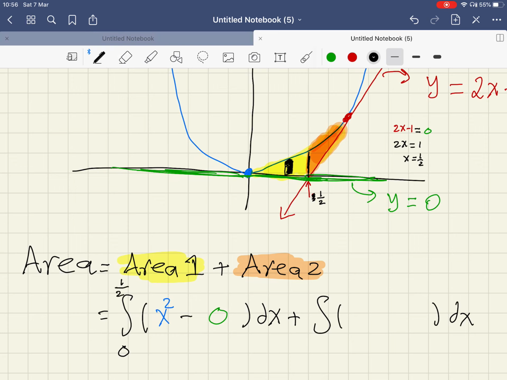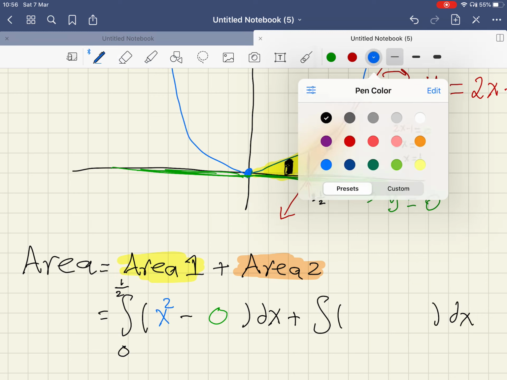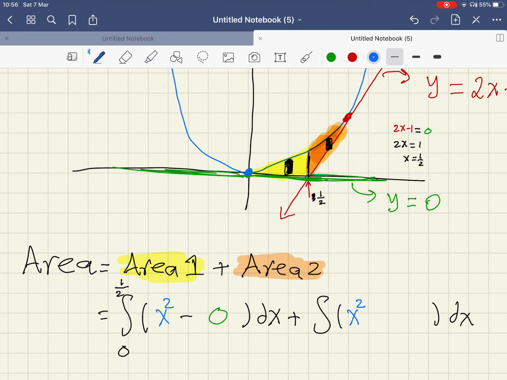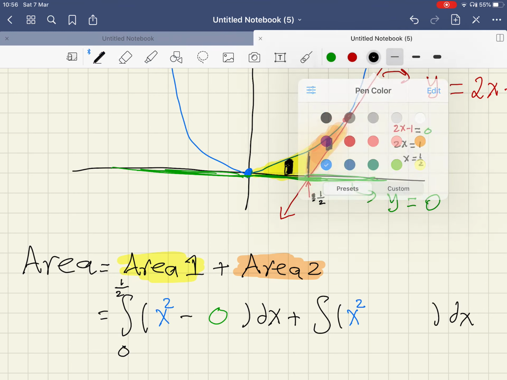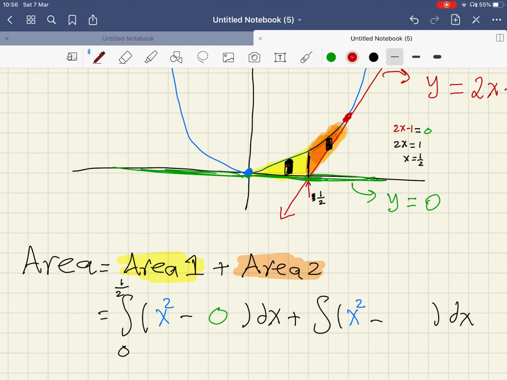Now, for the second region, I think we should do the same. We put our rectangle somewhere in the middle, and we look at the top, and the top is the blue function, which is x squared. And then we look at the bottom, which is the red function. Let me put it between parentheses, 2x minus 1. And for the limits of integration, again, if we move my rectangle maximum to the right, I will end up with this point. And remember, this point was a special point. It is 1. So this should be 1 here.